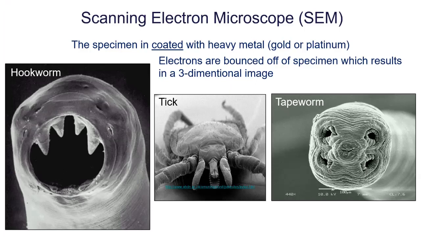So one thing you might notice with these pictures is you're looking at kind of a surface picture. In this case, what you're doing is you're coating your specimen with some heavy metal. So usually gold is used, and the electrons are kind of bouncing off, and you're getting this 3D kind of surface picture.